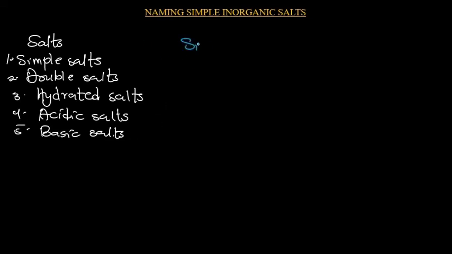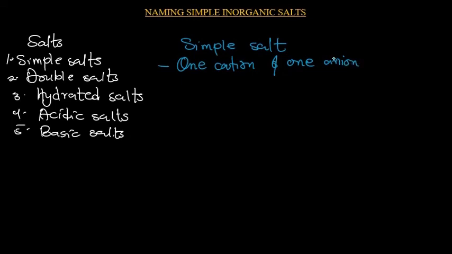So the question is, what is a simple salt? Now, when we say a simple salt, it is made up of one cation and one anion. But then what we have to know is that the cation or the anion could be simple or complex.